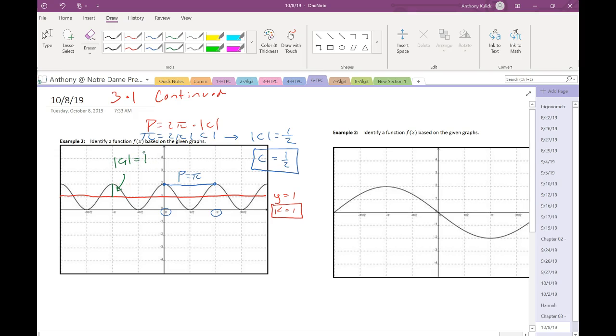Kendall? Divided both sides by 2 pi. So pi divided by 2 pi, the pi's cancel, and you're just left with 1 over 2. Is that okay? Okay. I said it out loud, but yep. That's okay.